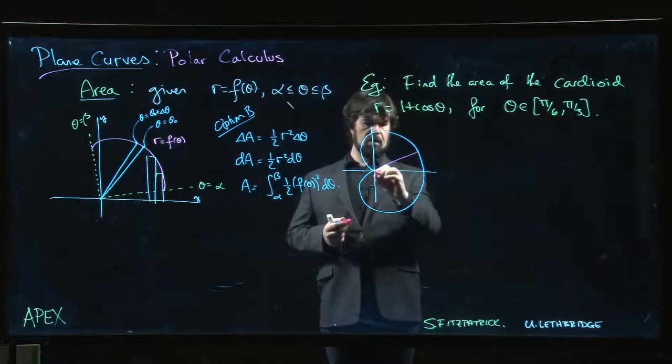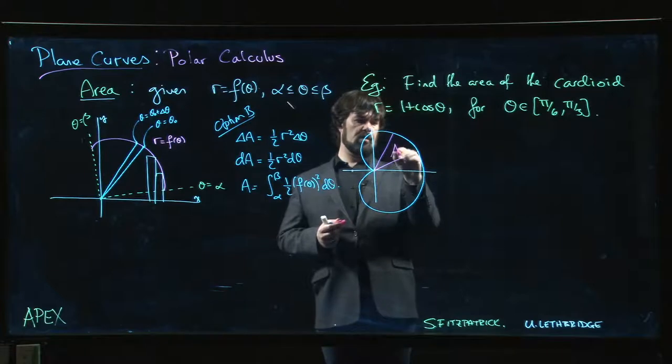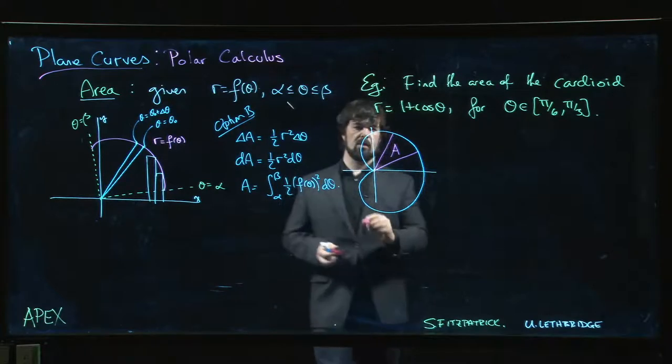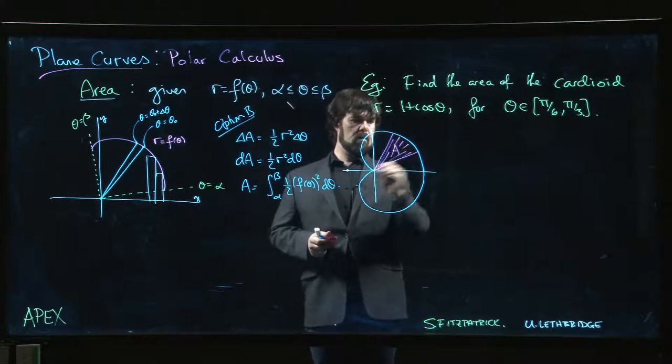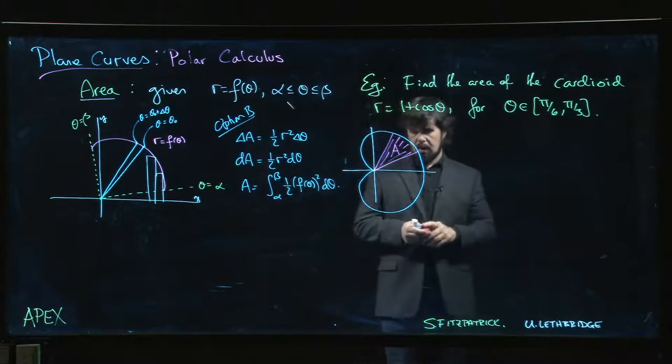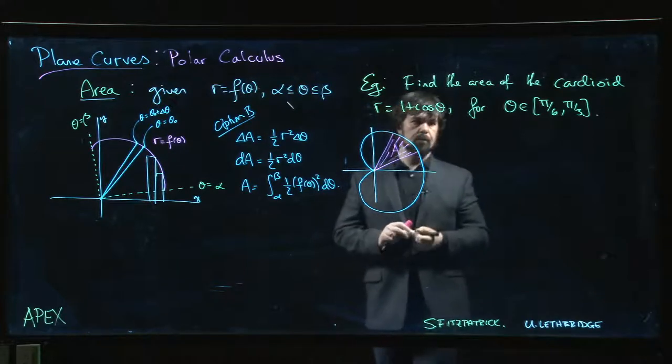So we draw pi over 6. We draw pi over 3. We say, okay, so this is the area we're trying to compute, right? This area in here. Well, this is just a straightforward application of the area formula.